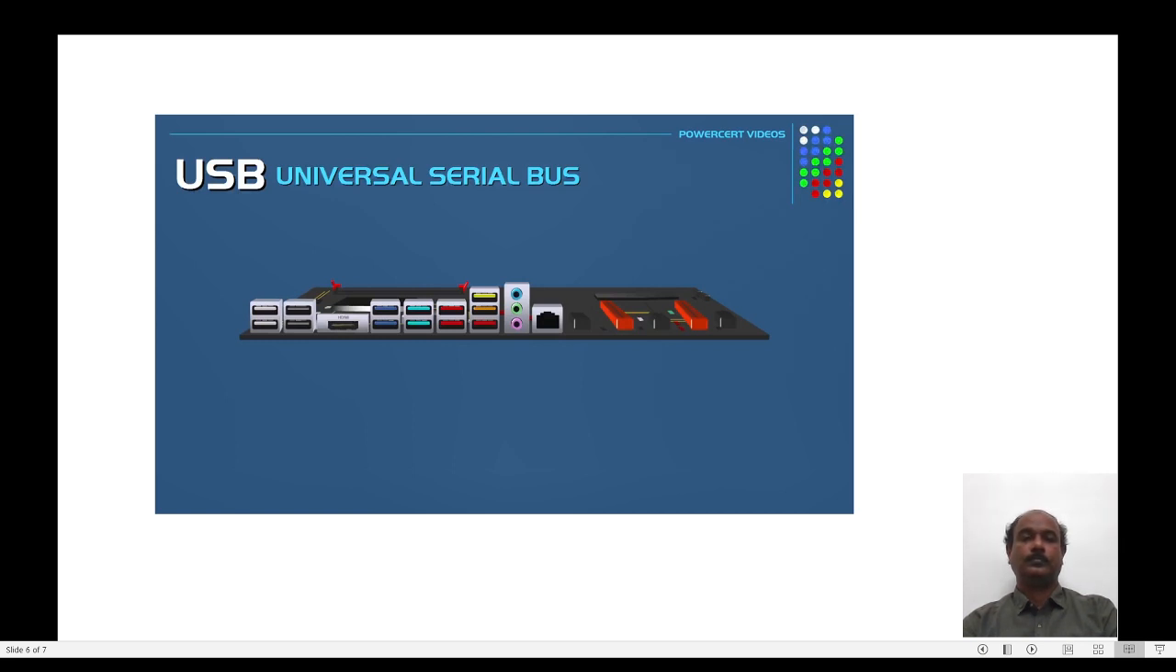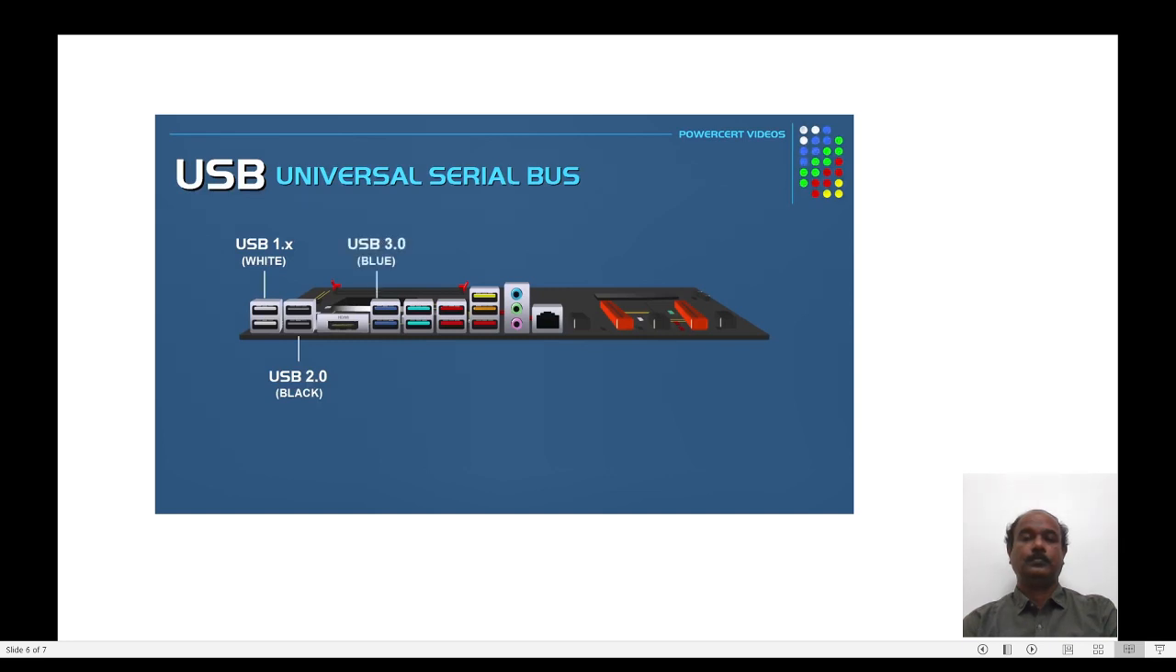Now, USB 1.0 and 1.1 ports will have a white color. Now, these ports are old, slow, and outdated, and you won't find them on modern motherboards anymore. USB 2.0 ports will have a black color, and even though they came out in the year 2000, you will still find them on motherboards today.